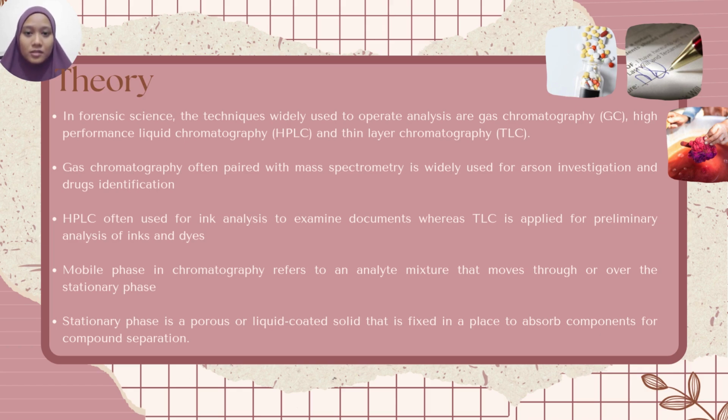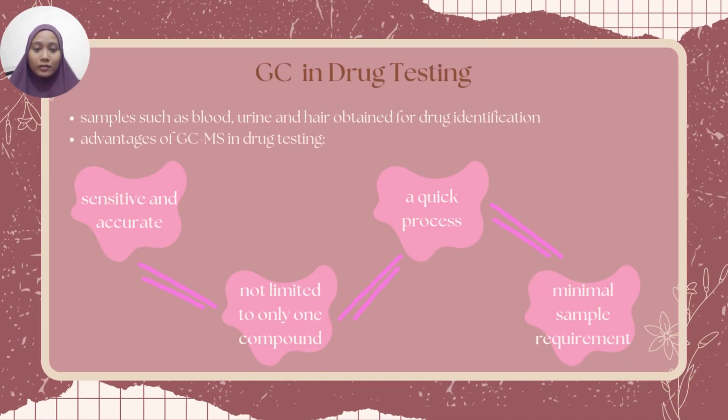The important terms in chromatography are mobile phase and stationary phase. Mobile phase refers to an analyte mixture that moves through or over the stationary phase. Stationary phase is a porous or liquid-coated solid that is static and fixed in place to absorb components to separate the compounds. Next is the use of gas chromatography technique in drug testing.